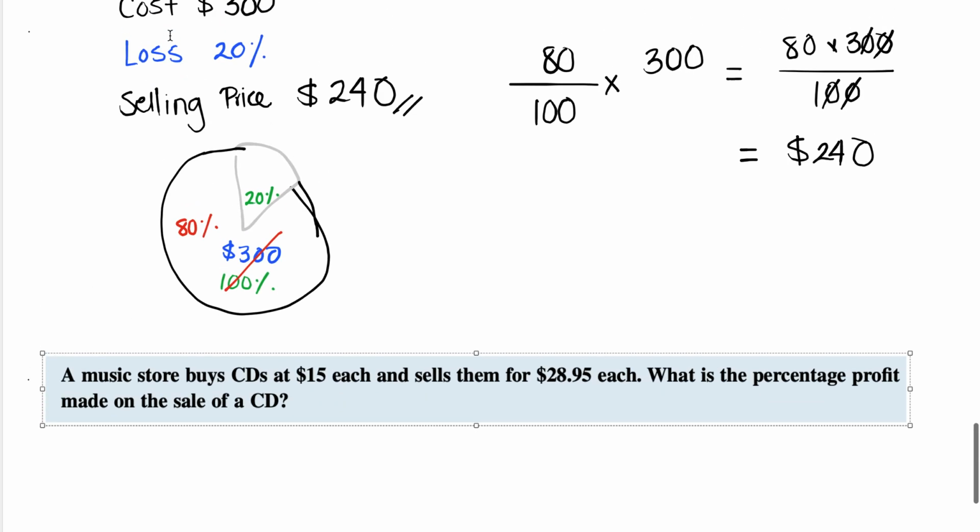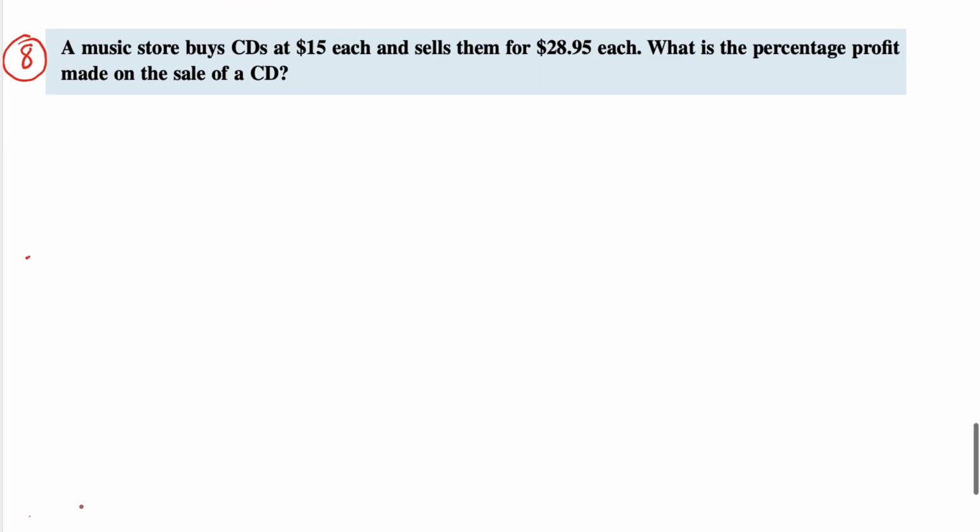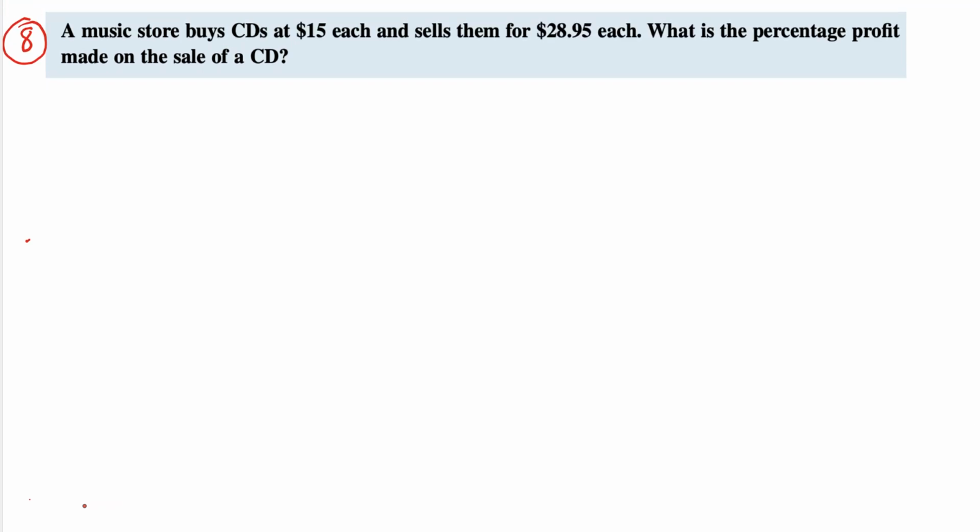So this one is our example 8. I like number 8. It says, a music store buys CDs at $15 each and sells them for $28.95 each. What is the percentage profit that he made? Okay, so in this case, the cost is $15 and the sale price is $28.95. So we want to know what is the increase of this one. I'm going to use the number line.